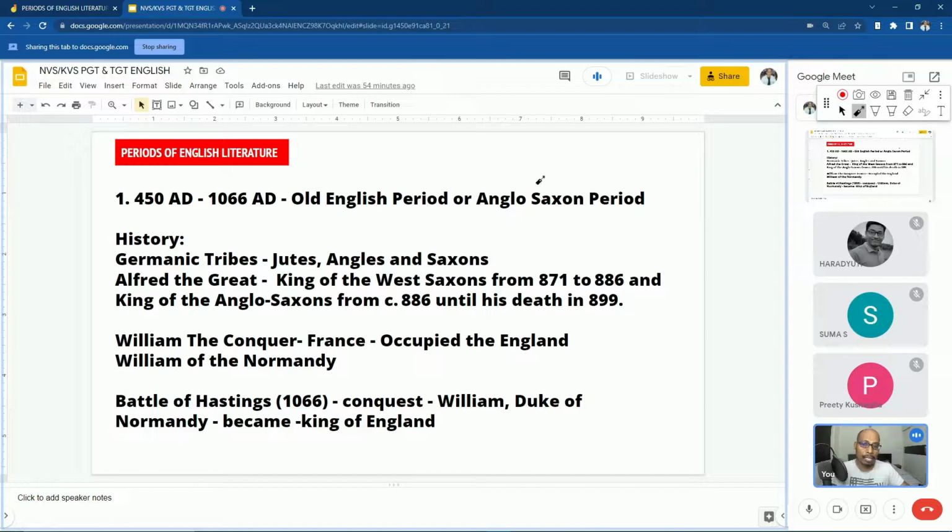Now Preeti, tell me, why is it also known as Anglo-Saxon period? Preeti, ask me again, please. Why is this age known as Anglo-Saxon period? Because at this time, Saxons, the group of peoples, are ruling this part of the area. That's why. Right, correct.